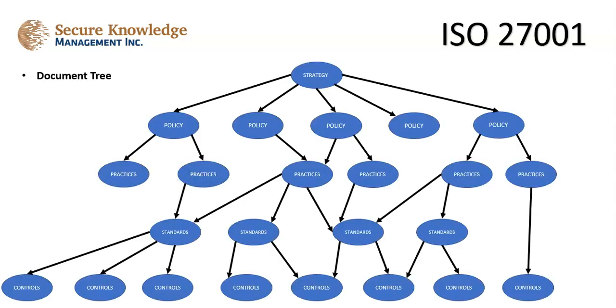The tree looks like this. There's no specific correlation between any layer within the document tree. This is just an example. Your own document tree could look completely different.